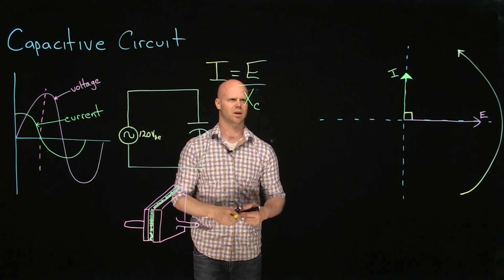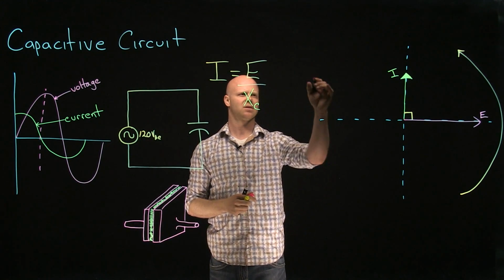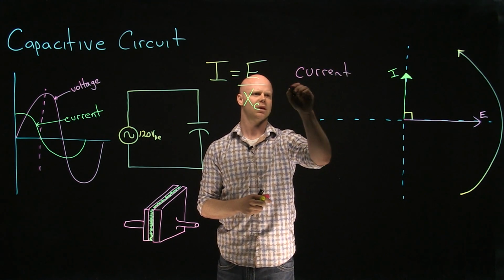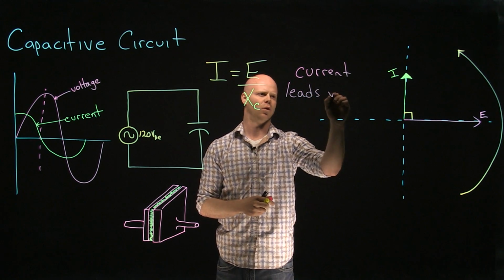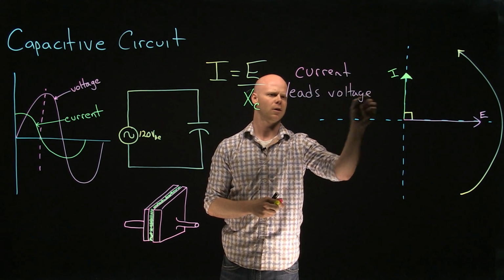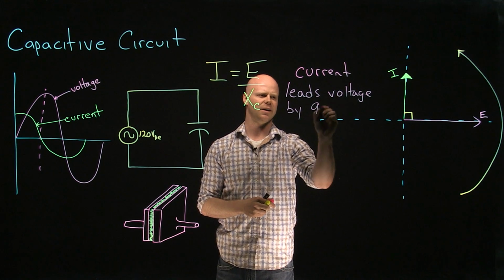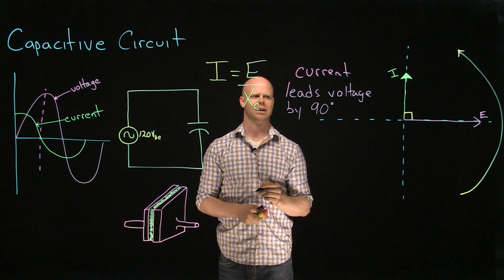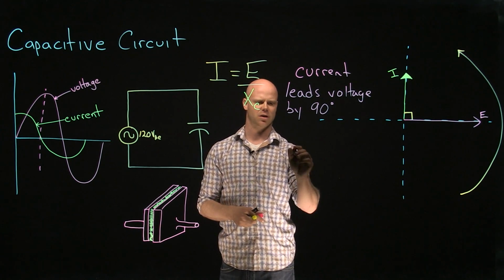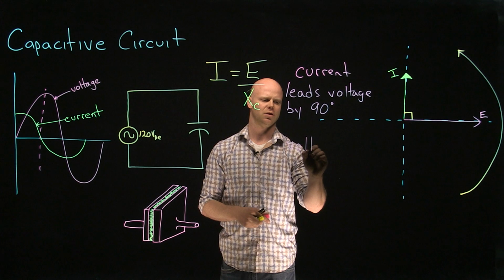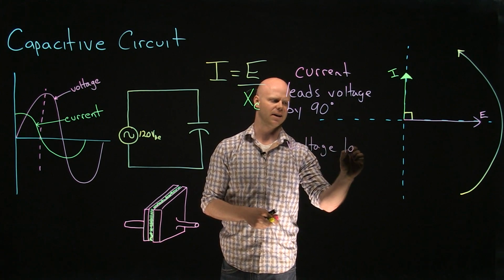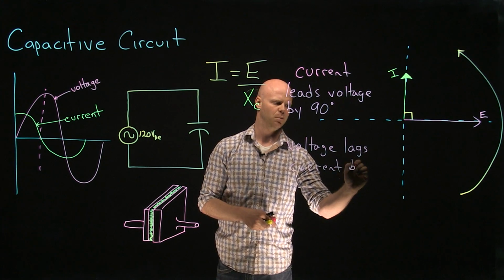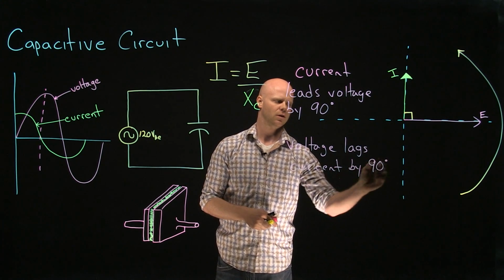So with that statement, we look at the properties of that capacitor, and we could say current leads voltage, and we know the time. It is by 90 degrees. The other statement is if we could say current leads voltage by 90 degrees, we could also make the statement that voltage lags current by 90 degrees. Those are equal statements.